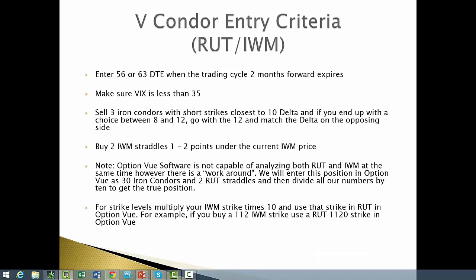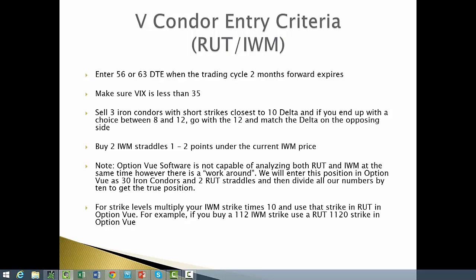As far as entry criteria, it's the same thing. We're going to enter 56 days or 63 days to expiration. We want to make sure our VIX is less than 35. Instead of selling 15 iron condors, we're going to sell 3 with the same criteria as the other position. When we buy straddles, we're going to buy 2 IWM straddles, $1 to $2 under the current price. And we're essentially going to monitor it the exact same way.